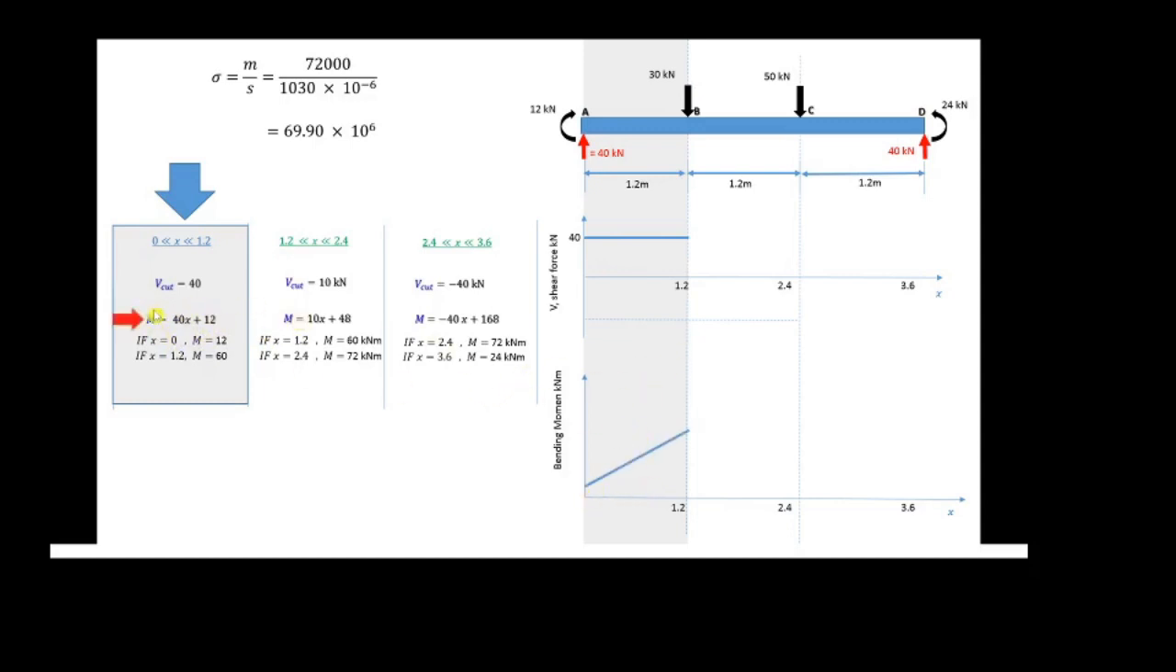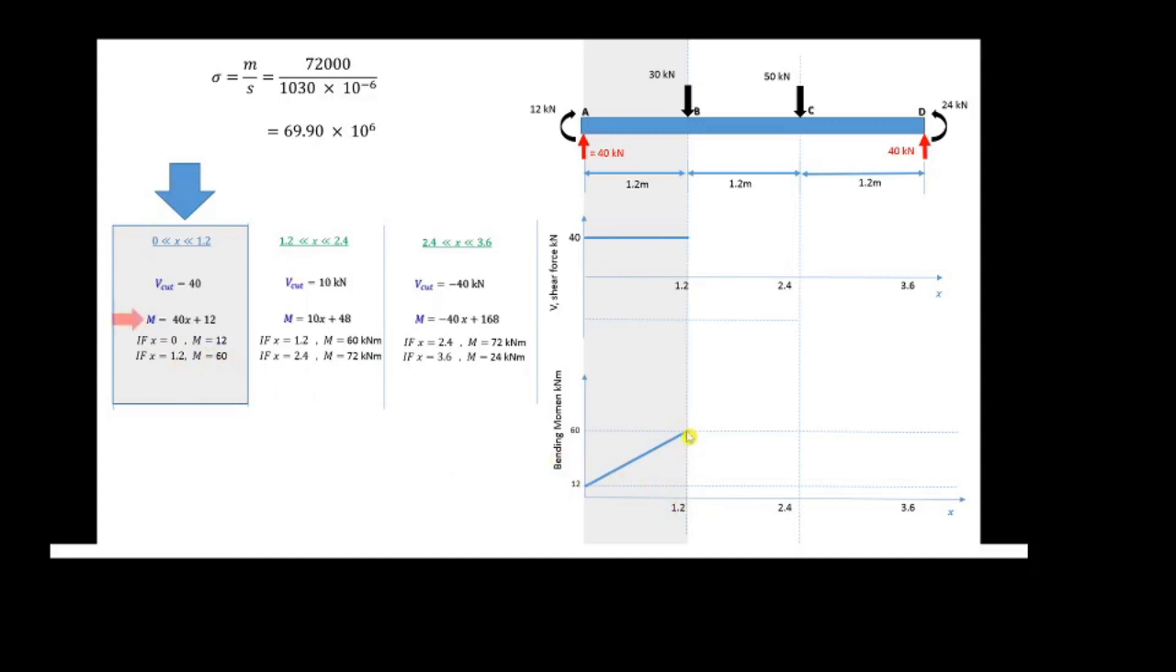So this one is a linear equation. Remember the general equation of a linear equation, y equal to mx plus c. So the c is the value at the y-axis, 12. This 40x is a plus, that means the slope is upward. So if the x value is 0, we get a 12 value at the point M here. At the point 0 here. If the x is 1.2, you can get 60.